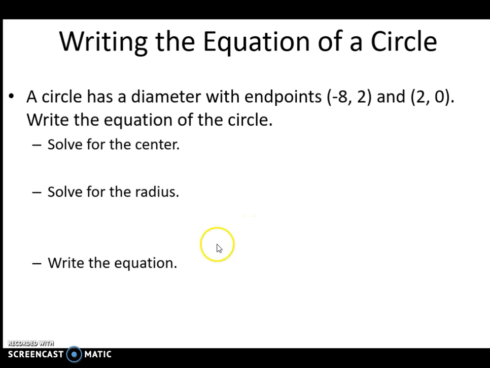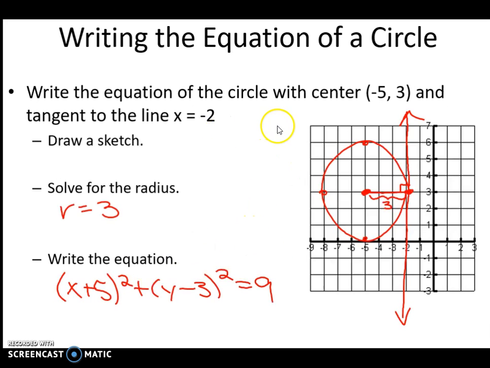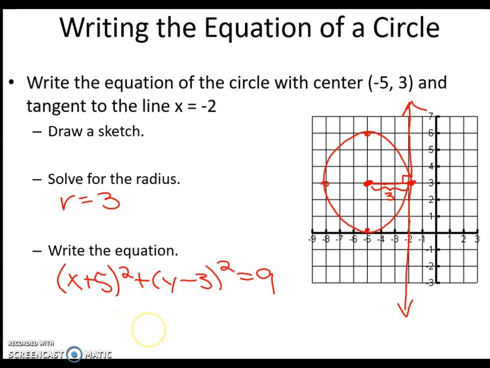Can you guys do this part? Right here, we're going to draw the center (5, negative 3), and then draw a tangent line, which is x equals negative 2. X equals negative 2 is a vertical line. So you're going to go to negative 2 and draw a tangent line, and then you're going to solve for the radius. From here to here, you count 1, 2, 3. Radius is 3. You're going to use the center and put it into the equation. 3 squared is 9. So you're going to use the center and this to write the equation. Go ahead and draw and write the equation.